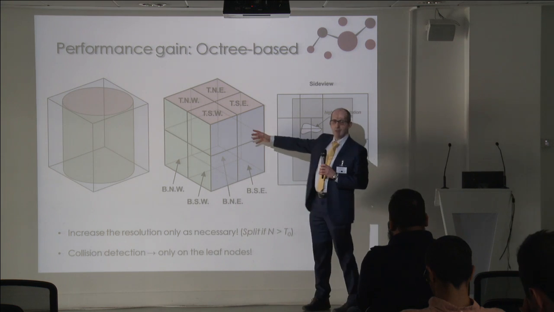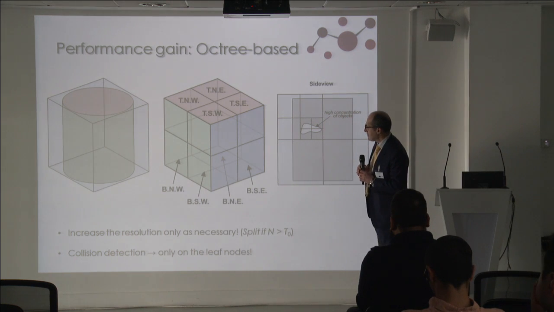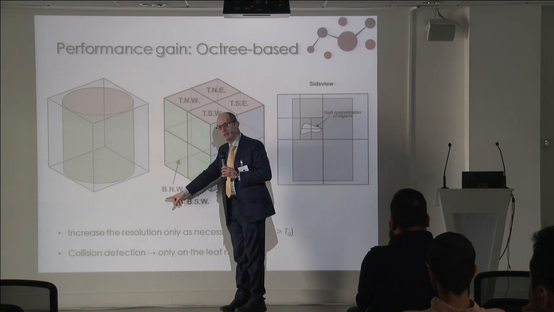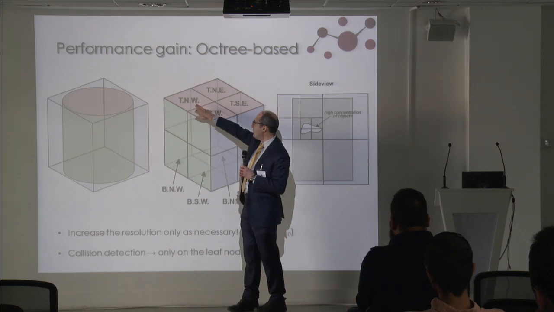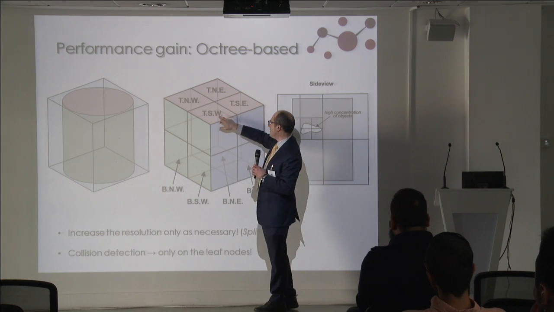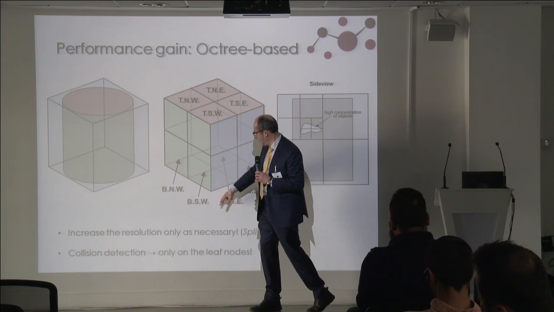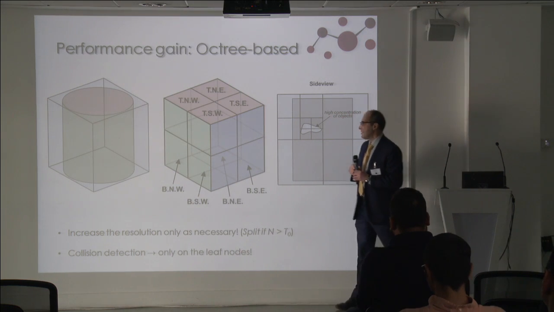Here the approach is straightforward. It's quite clear from the figure. Just want to specify that T stands for top, B stands for bottom, and the other letters are the cardinal points: northwest, northeast, southeast, and southwest, and same as before.